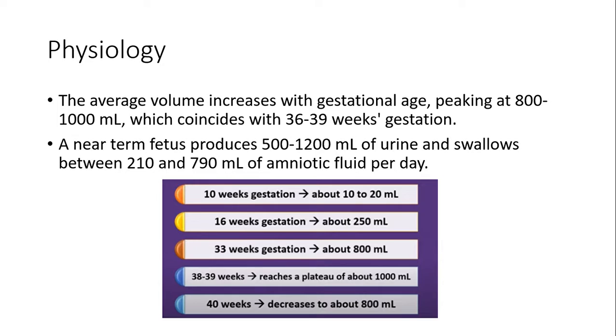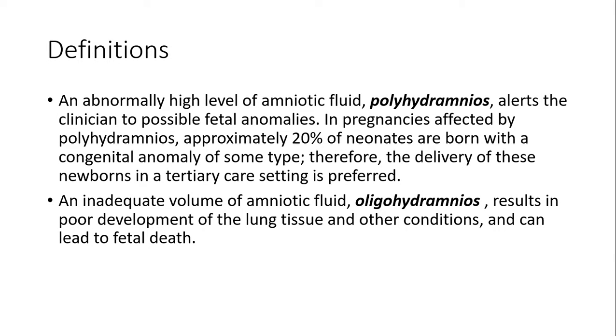On this graph, you see that at early time of gestation, the amount of amniotic fluid is up to 20 milliliters, and it gradually increases toward late term of gestation. But when the amount of amniotic fluid is increased abnormally, we call this condition polyhydramnios. And that alerts the clinician to possible fetal anomalies.